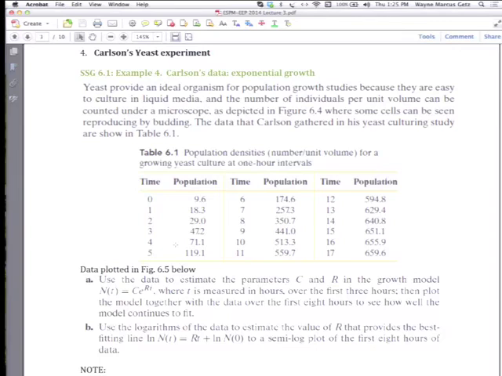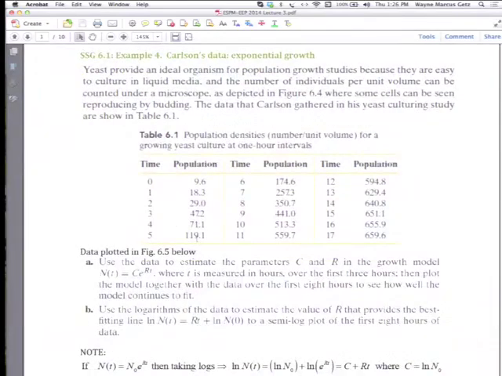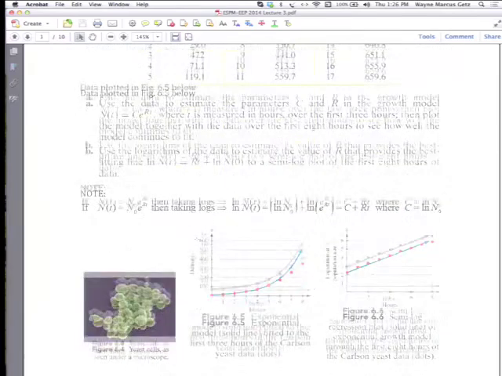So biologists, having this physics envy, also wanted to do experiments. They wanted to do experiments to show that populations grow exponentially in isolation. So Carlson set out to do this in the early part of the 20th century. And he used yeast because it provides an ideal organism for population growth studies. They're easy to culture in a liquid environment, and the number of individuals per unit volume can be counted under a microscope. So we can even look at a picture like that, and you can count these.